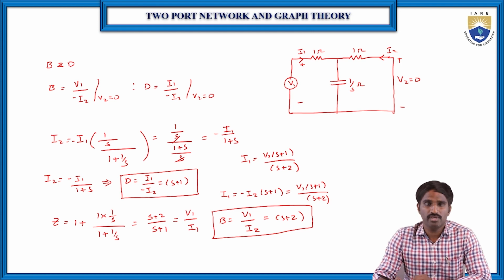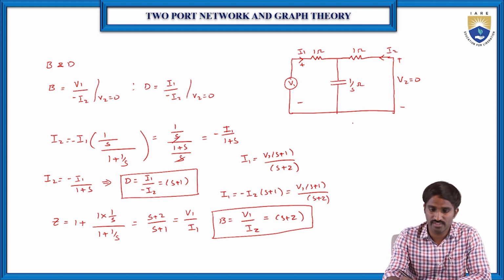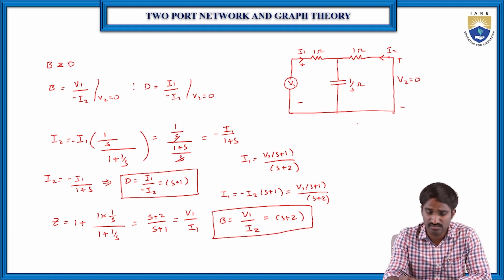So this is how we can find the ABCD parameters. Let us write them for reference purposes. Here V1 is equal to A into V2 plus B into I2, in terms of input voltage and input current, and output current and output voltage. Similarly, I1 is equal to C into V2 plus D into I2. That way we can find the ABCD parameters, which are also called transmission parameters.